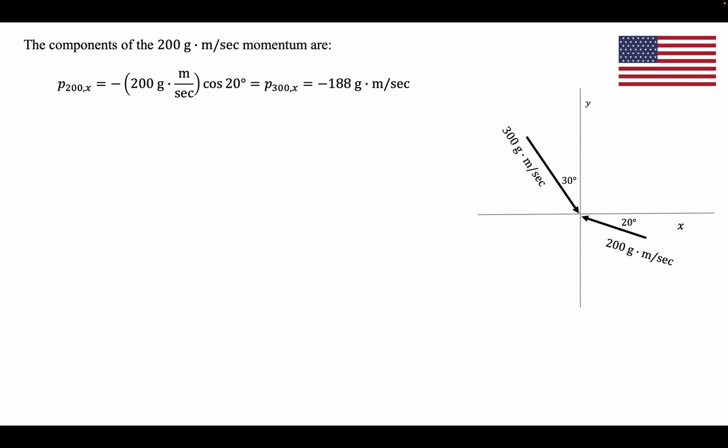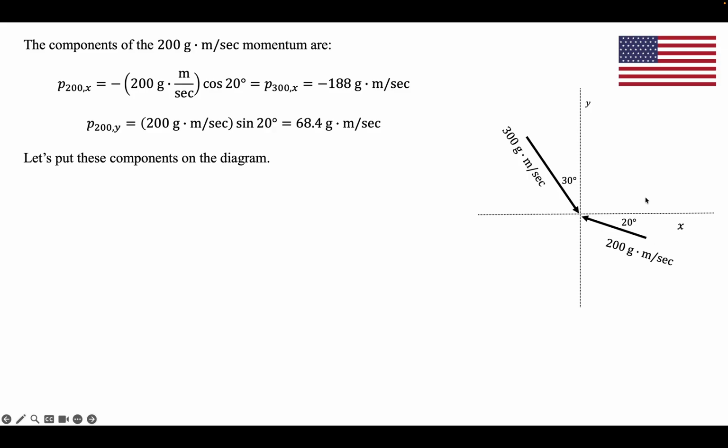200 gram momentum, use cosine to get the x component, and it's in the negative direction, minus 188 gram meters per second. In the y direction, it's up, and it's the opposite side of the 20, so we use sine, 68.4. So now we can get rid of the vectors and put the components on the diagram to make things easier.